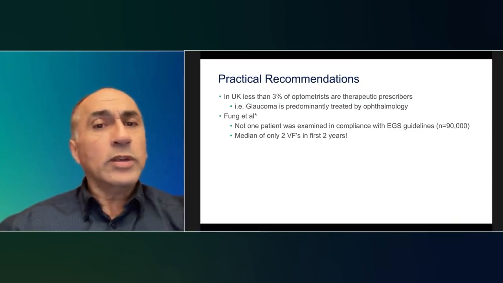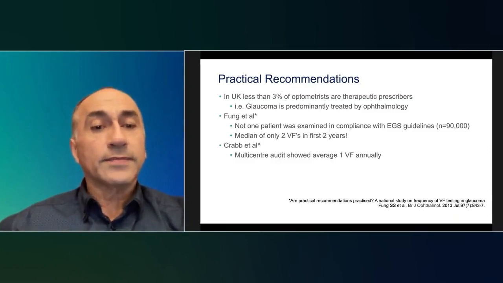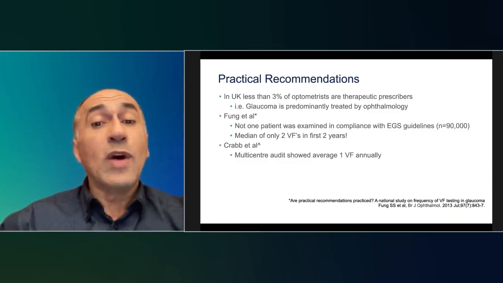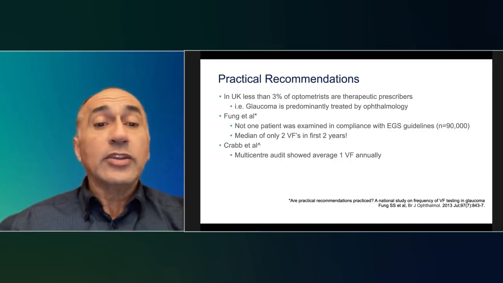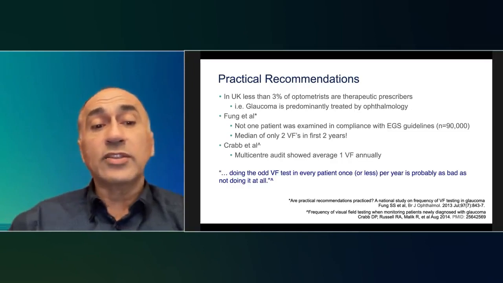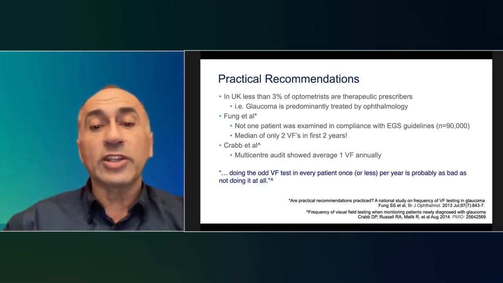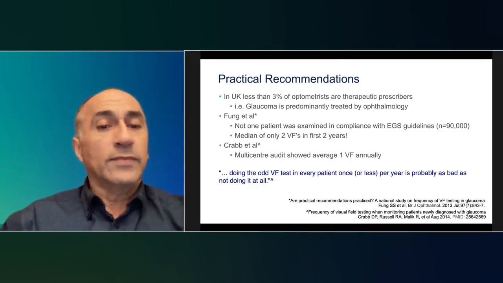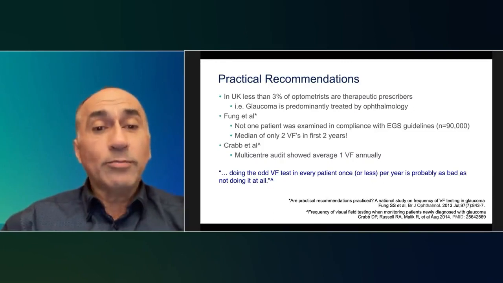So again, we're not talking about poor practitioners. These are ophthalmologists in teaching hospitals, not following guidelines. Dave Crabb's multi-center audit showed that the average number of visual fields performed is still once per year. Again, useless. And in his conclusion, he said, doing the odd visual field test in every patient once or less per year is as useless as not doing it at all. So if you're going to do visual fields, do them properly. Don't do them infrequently.